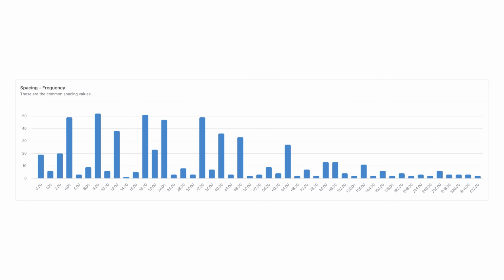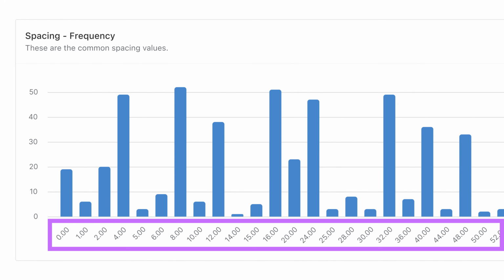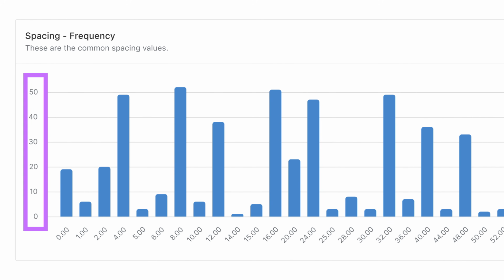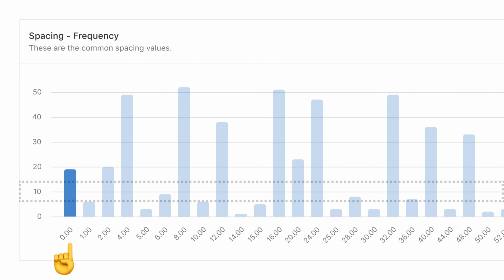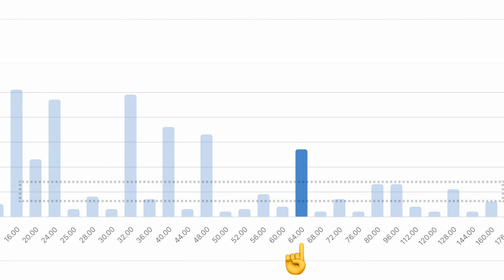So what are the common pixel values? Let's take a look at this bar chart right here. The x-axis represents the pixel values and the y-axis represents the amount of instances per value. If we use this as a cutoff, the most common pixel values are 0, 2, 4, 8, 12, 16, 20, 24, 32, 40, 48, 64, 80, 96, and 128.